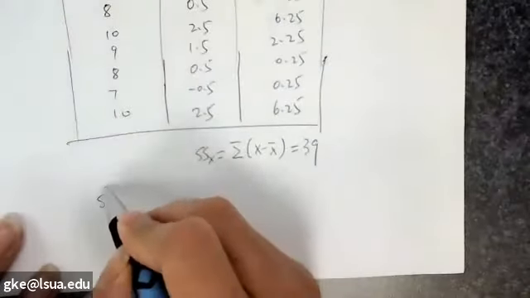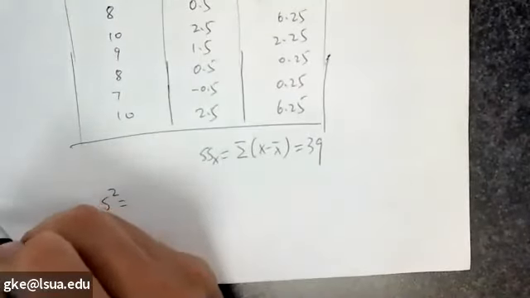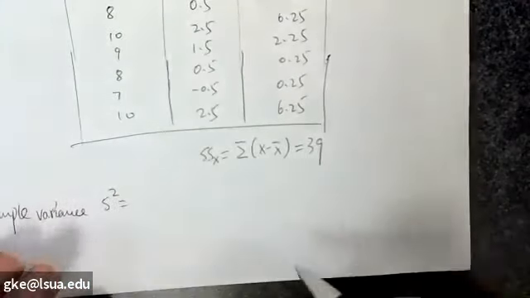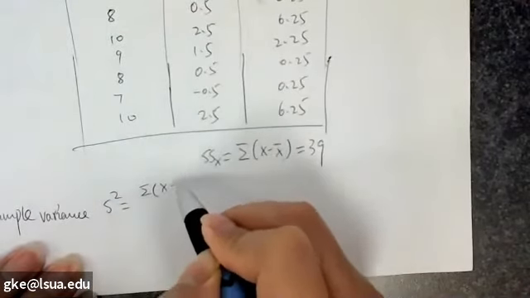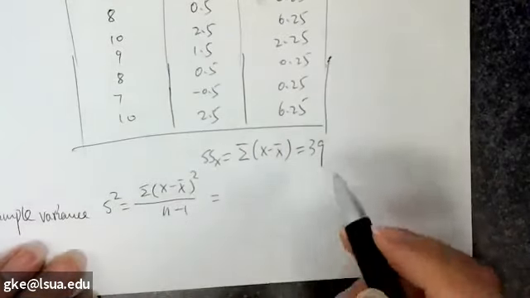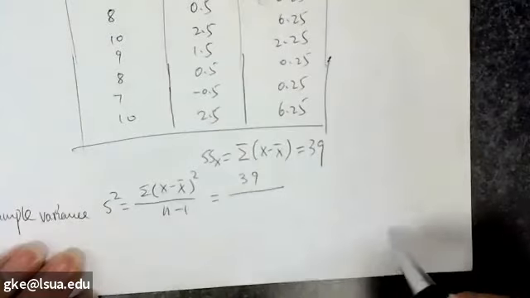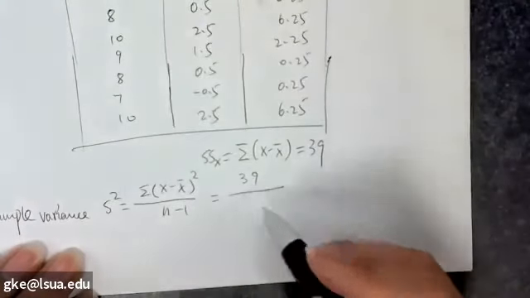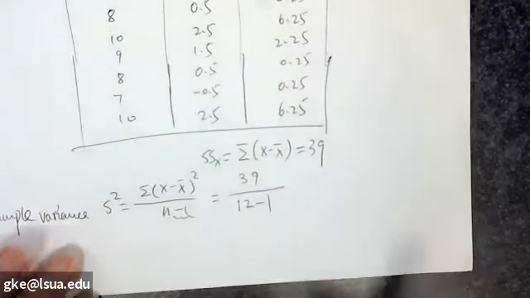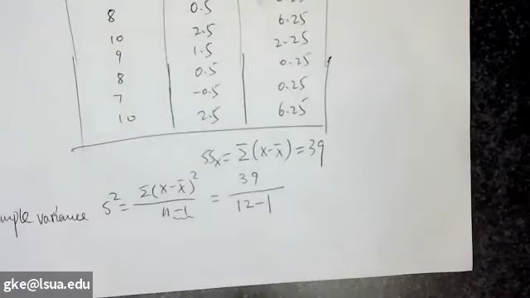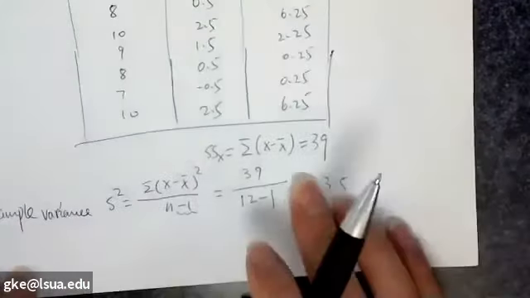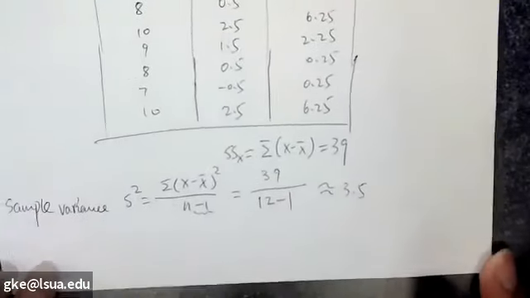Now you can plug into the formula. You're going to get the sample variance, that is the sum of (x minus x bar) squared divided by n minus 1. Plug in 39, and be careful here. We have 12 numbers, and the formula wants us to subtract 1. And you're going to get around 3.5. 39 divided by 11 is about 3.5.